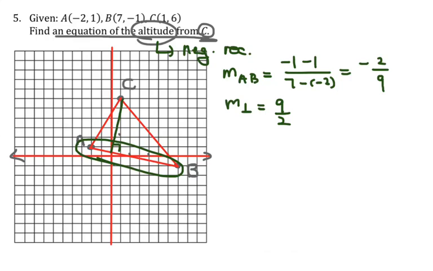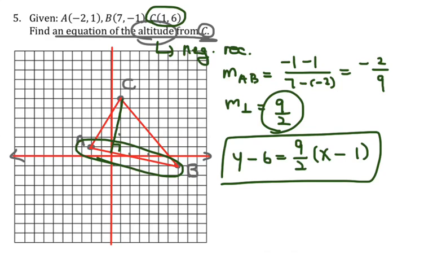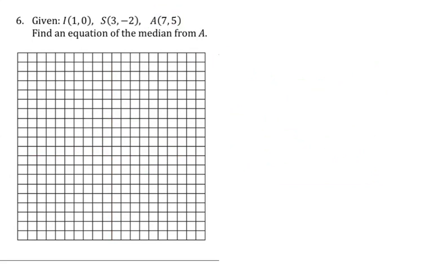Now, since we know the slope, do we know the point? Yes, we do, because it's the altitude from C, so we know the point C (1, 6). Then all we have to do is use that to write up the equation. We get y minus 6 equals the slope 9 over 2 times (x minus the x value, which is 1). And that's it. That's our equation. All right, let's move on to the next one.